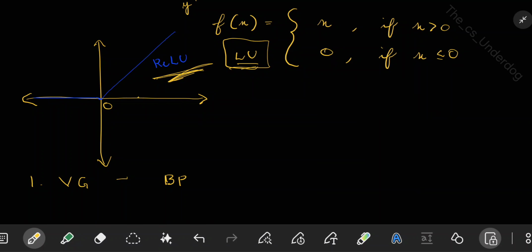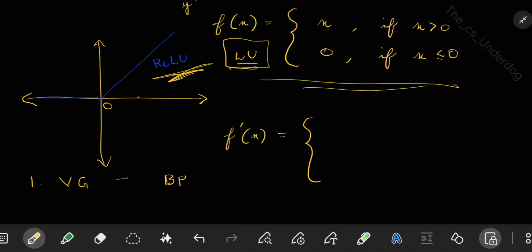ReLU, we already know this is the equation. So if you take the gradient, because it is simple, I am directly going to write f dash of x. It is very simple because what is the gradient of x? You are going to differentiate x. You will get 1. That is x differentiated with respect to x, that is d by dx of x. This will be 1. So your gradient is 1 whenever x is greater than 0. Whenever x is greater than 0, your gradient is 1.